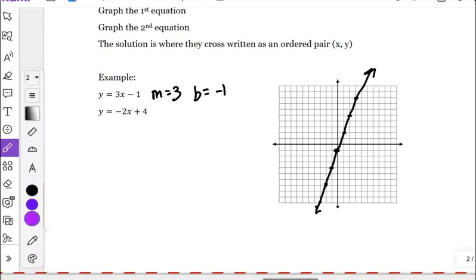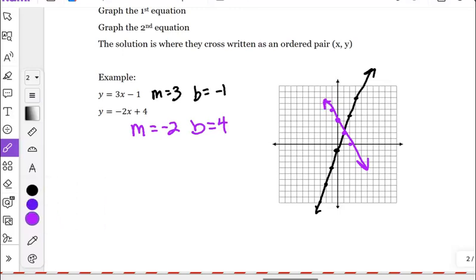Now I'm going to graph the second equation, y equals -2x plus 4. So I'm going to find my slope, which is -2, and my y-intercept is 4. So I'm going to start at the 4 on the y-axis. I'm going to go up 2 to the left 1, go back, go down 2 to the right 1, and I'm going to connect them.